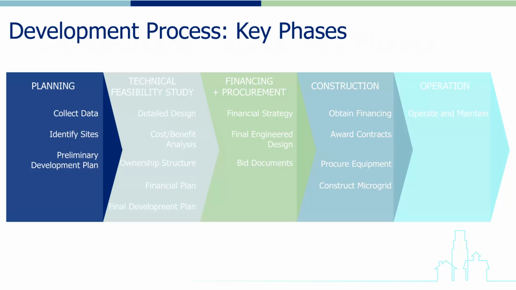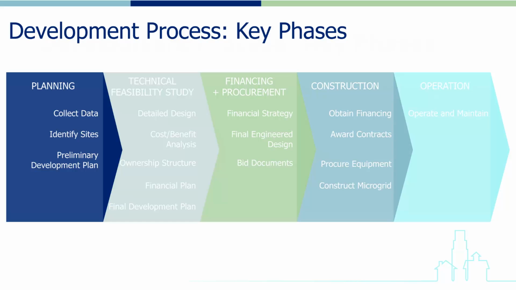The next step is the technical feasibility study. In this phase, a much more detailed design of the microgrid is developed. A cost-benefit analysis is done to determine the optimal configuration of the microgrid itself. A potential ownership structure or structures are identified, and a financial plan is developed. Taken together, these 4 components create the final microgrid development plan for a specific project.